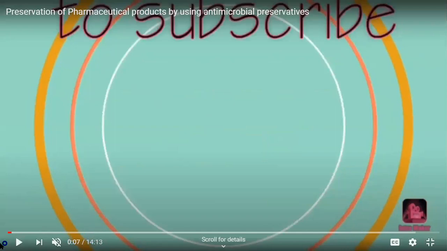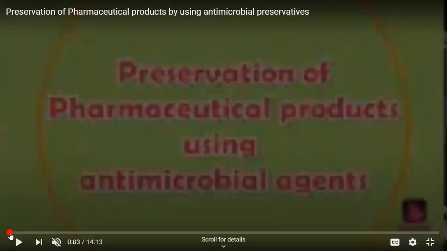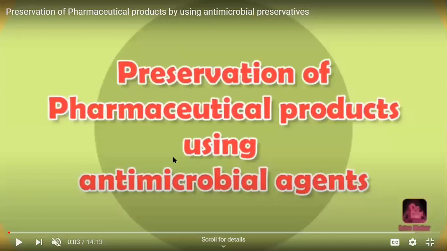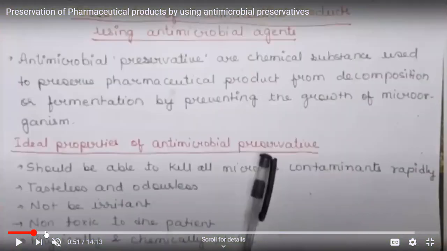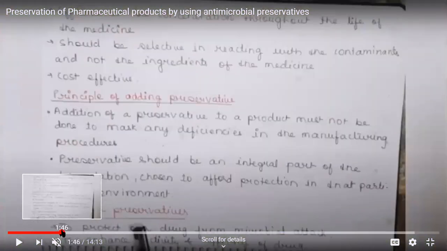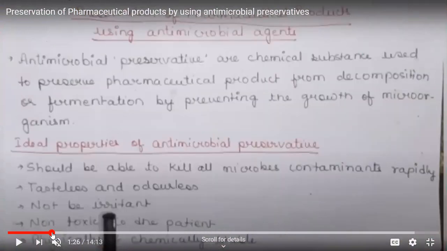Okay, so today we are discussing the preservation of pharmaceutical products using antimicrobial agents. How do we preserve a pharmaceutical product by using an antimicrobial agent? So, what are antimicrobial preservatives? These are chemical substances which are used to preserve pharmaceutical products from decomposition or fermentation by preventing the growth of microorganisms.